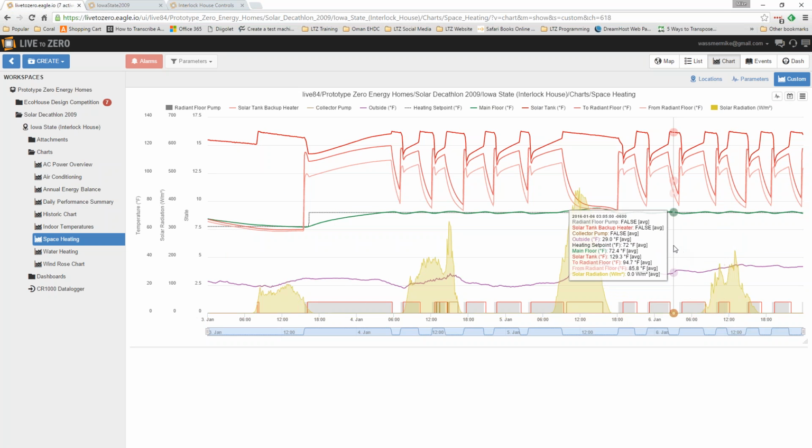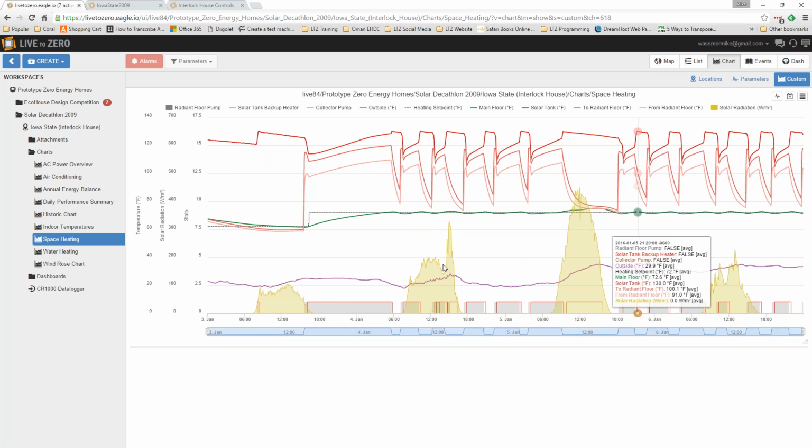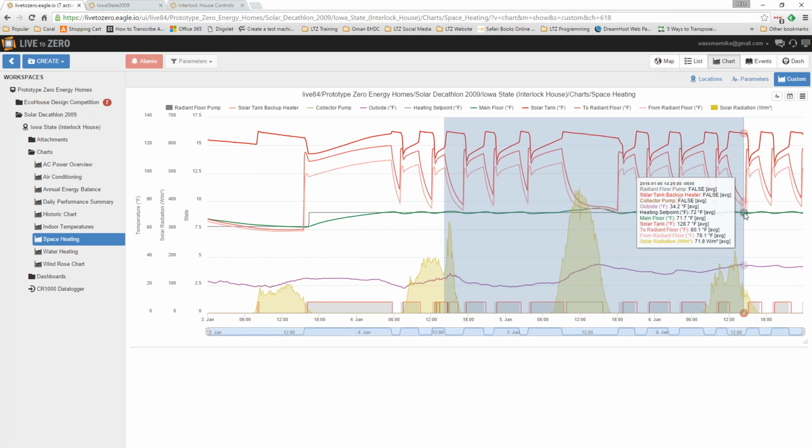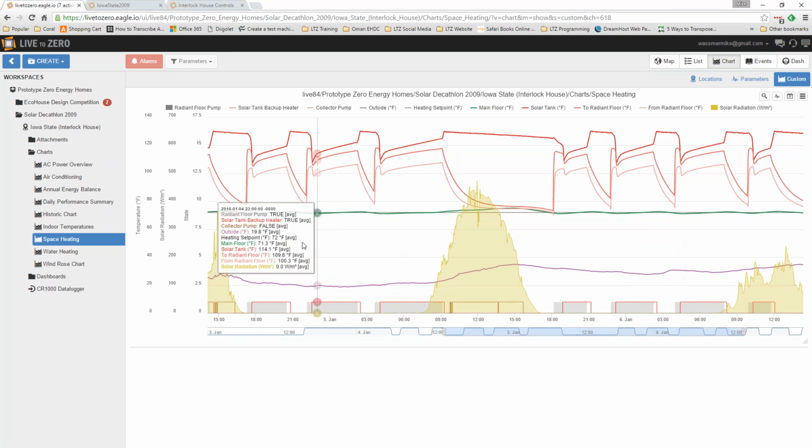This actually is not that cold. The purple line is outdoor temperature, and this is Fahrenheit on the left. So it's between 20 and 40 throughout these several days. And let's look at this period right here. This is pretty typical.